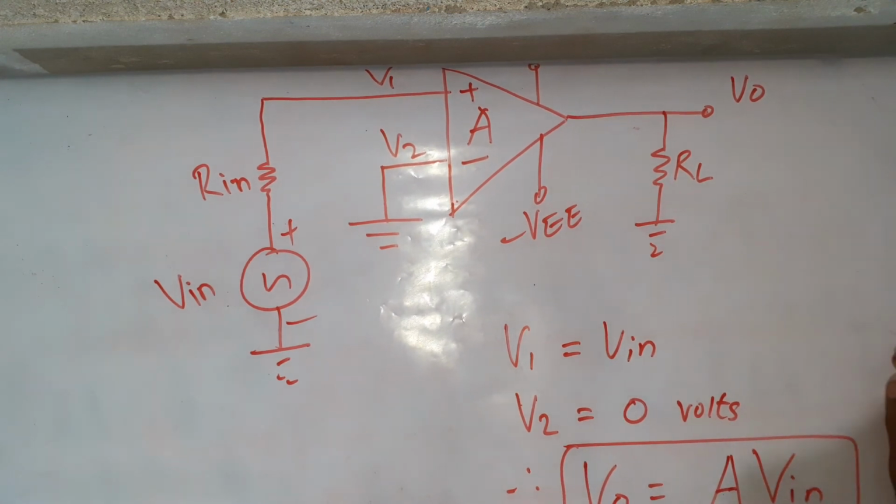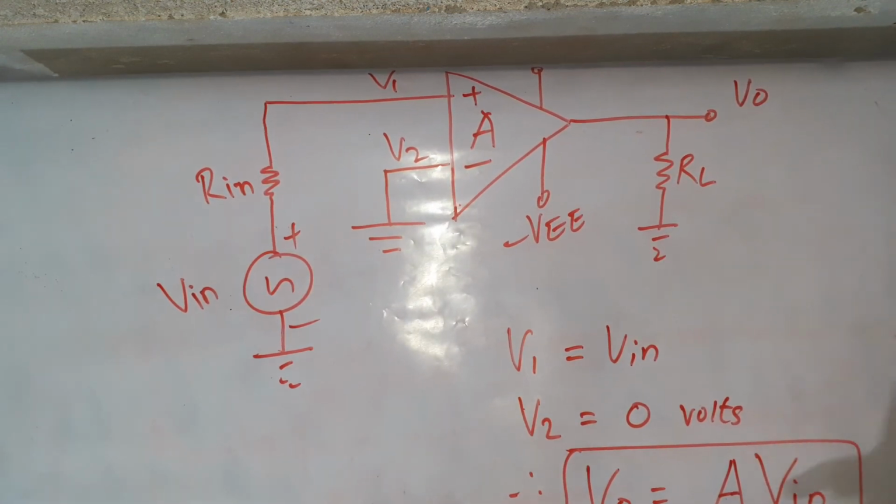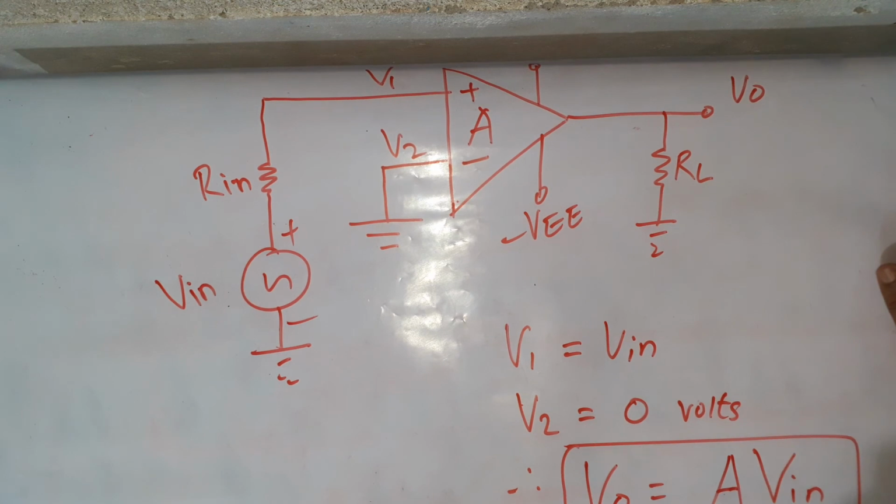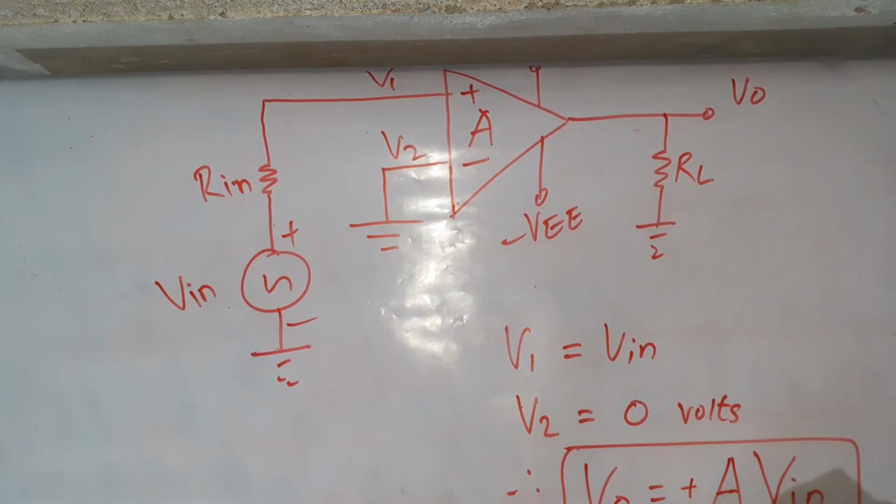So at last we can say that the output equation shows that the output voltage is larger than the input voltage by gain A, and it is in phase with the input signal. In phase because here you have plus sign, here you have plus sign. In the earlier case, that is in inverting, it was minus. Okay.